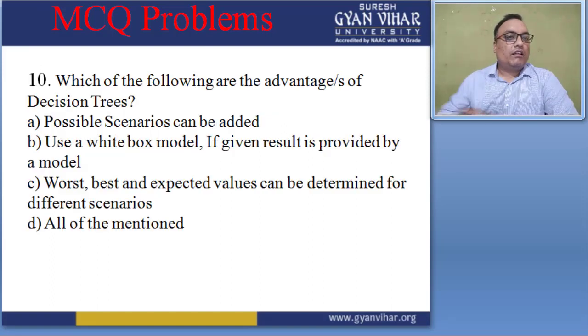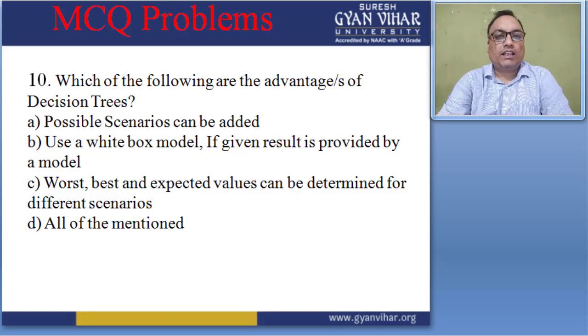Which of the following are the advantages of a decision tree? A: possible scenarios can be added. B: use a white box model if the given result is provided by a model. C: worst, best and expected values can be determined for different scenarios. D: all of the above mentioned. So the correct answer of this problem is all of the above mentioned. So move to the references of this lecture.